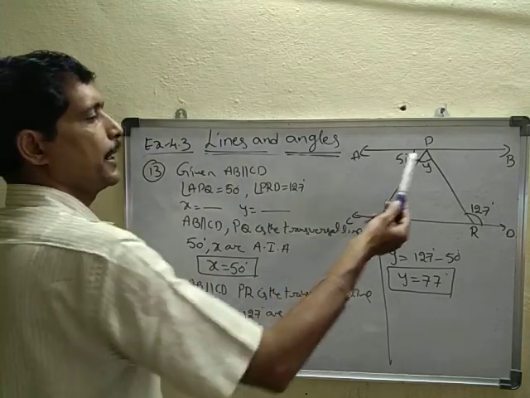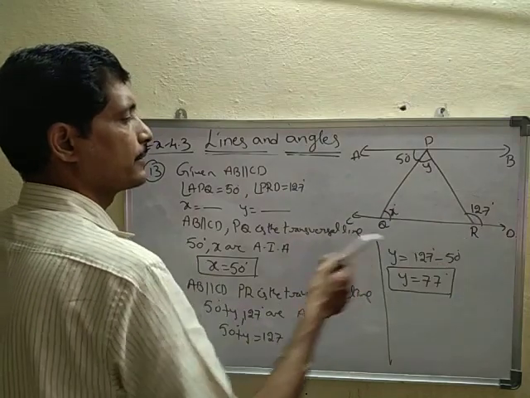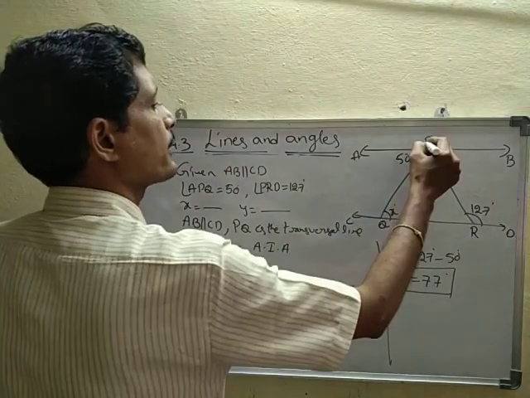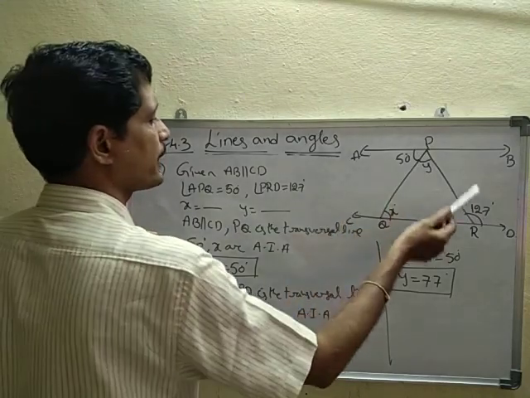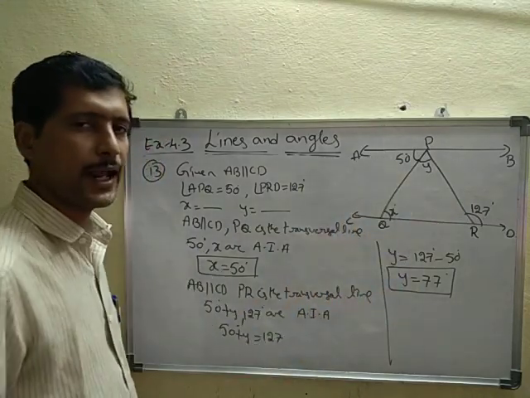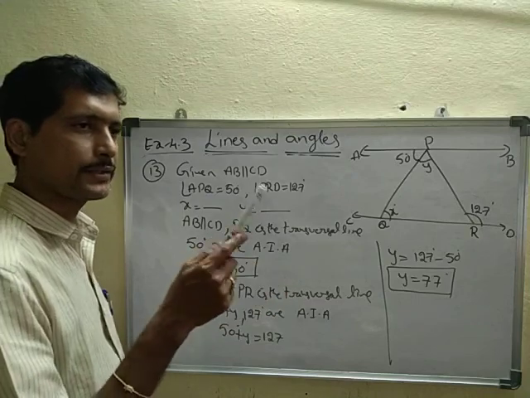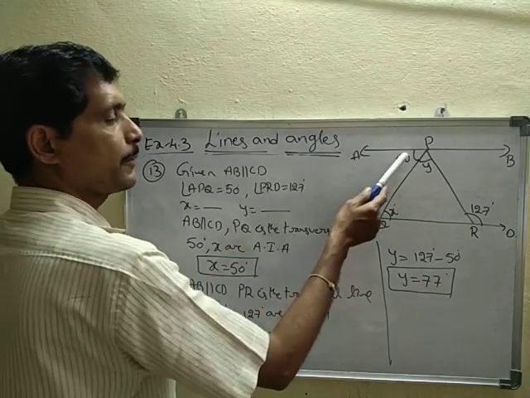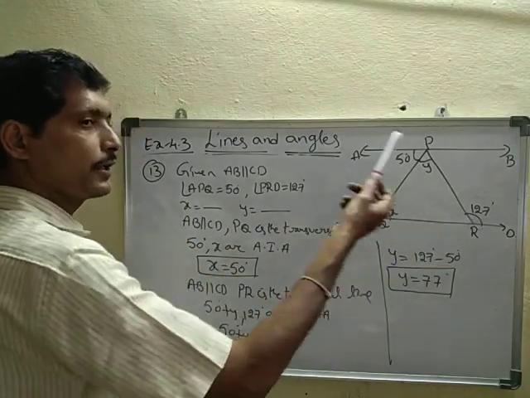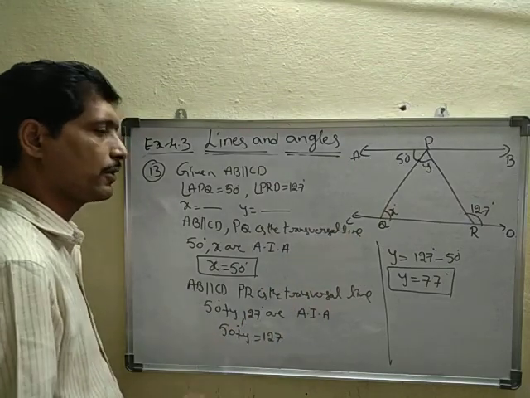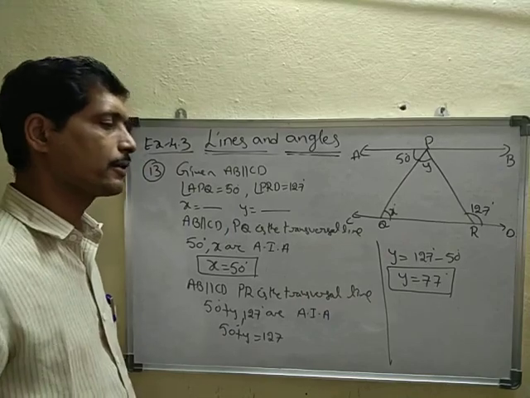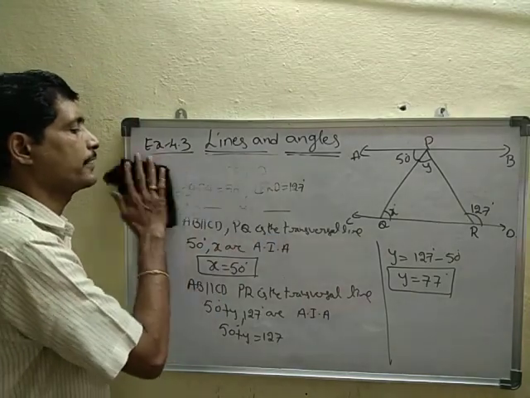Next, here PR is the transversal line. Therefore here 50 plus y and 127 degrees are alternate interior angles. Alternate interior angles are always equal. 50 plus y equal to 127. Therefore this 50 is changing that side. Therefore y equal to 127 minus 50, that equal to 77 degrees.